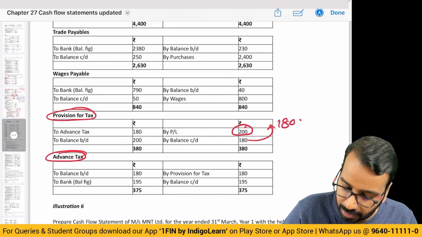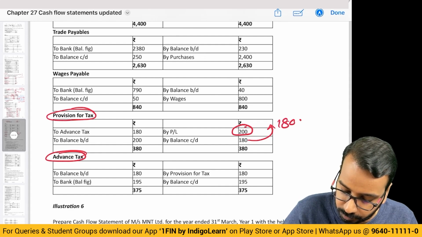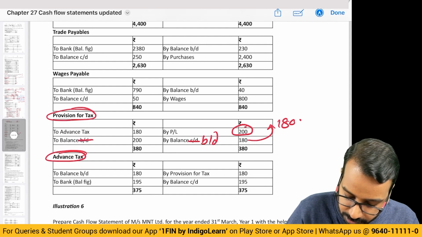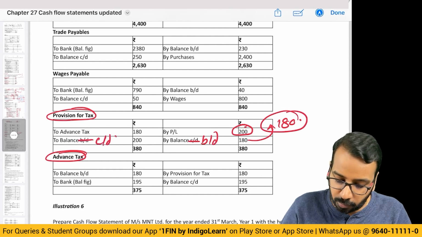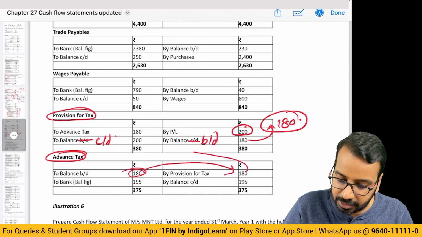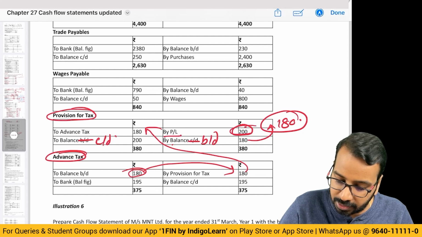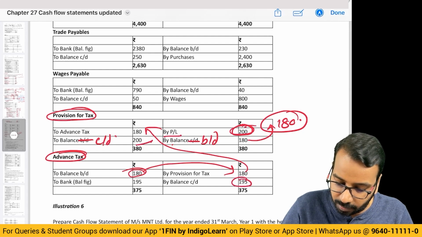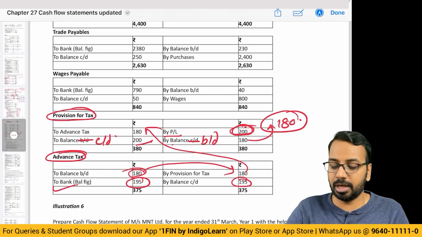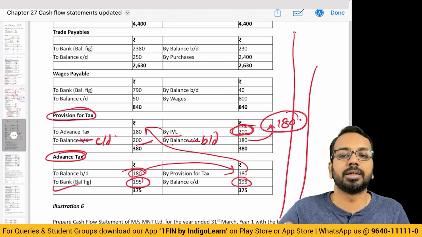180 has to be the opening balance and 200 has to be the closing balance. This is balance brought down, this is balance carried down. So 180 is the opening balance of advance tax, transfer this to provision for tax, this goes here. Current period, whatever has been charged by P&L is 200, that becomes a closing balance, and whatever is the balance carried down, the balancing figure becomes the tax paid. Practice this if at all you are confused.